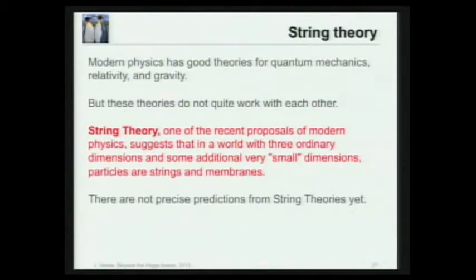Now, finally, a word about string theory that many of you have heard about. This is an attempt to unify in a single theory quantum mechanics, relativity, and gravity. Quantum mechanics and special relativity are unified in the Dirac equation and so on. I've talked about that. But general relativity, which explains gravity at the macroscopic scale, has no description at the quantum level, at the level of particles. So there is no quantum mechanical version of gravity. And string theory is an attempt to do that.